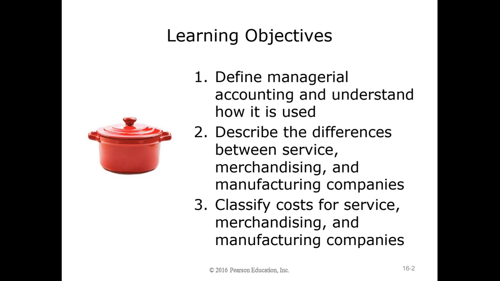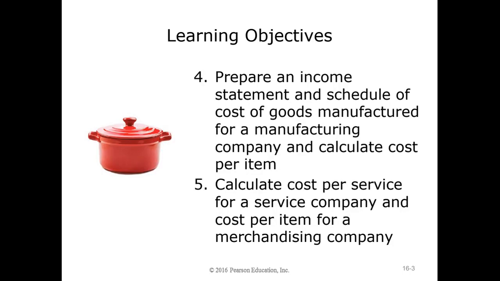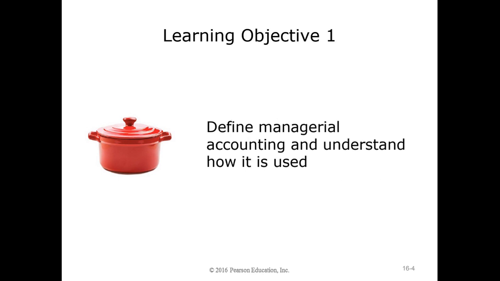Our learning objectives: we're going to define managerial accounting and understand how it's used, describe the differences between service, merchandising, and manufacturing companies, classify costs for service, merchandising, and manufacturing companies, prepare an income statement and schedule of cost of goods manufactured for a manufacturing company and calculate cost per item, calculate cost per service for a service company, and cost per item for a merchandising company. So our first objective is to define managerial accounting and understand how it's used.